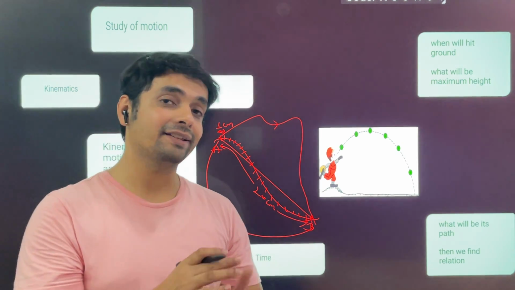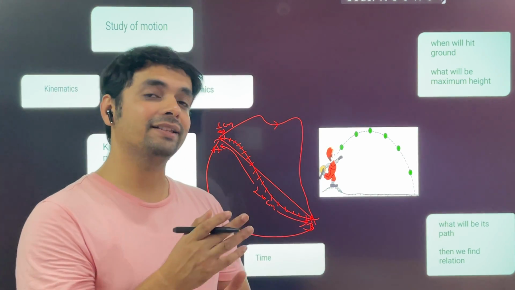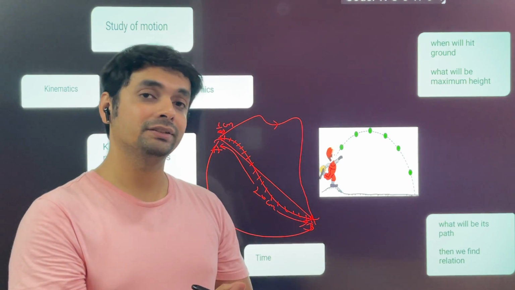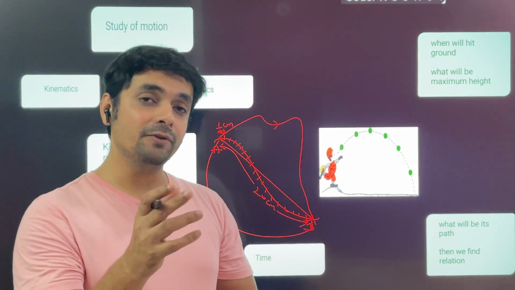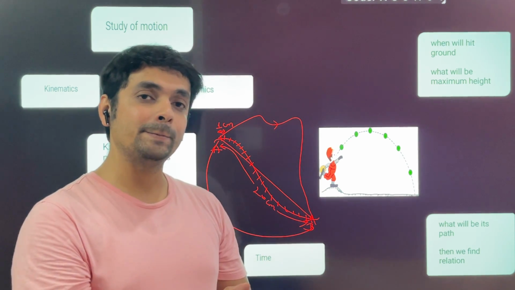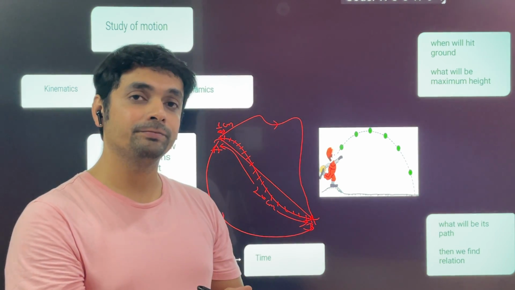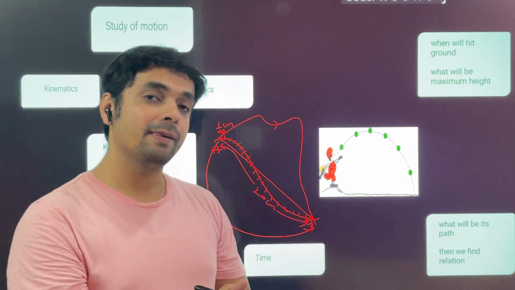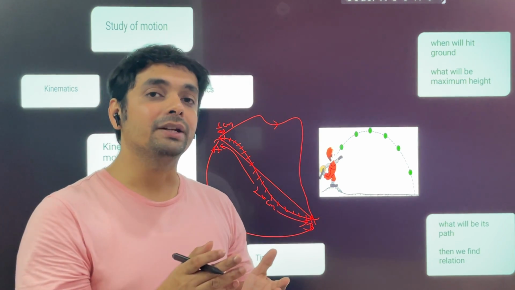Now the next one is acceleration. Now what is acceleration? Acceleration is the rate of change of velocity. Now, if you are increasing the speed of your bike with respect to time, then you say you are accelerating the bike. And that is nothing but acceleration.